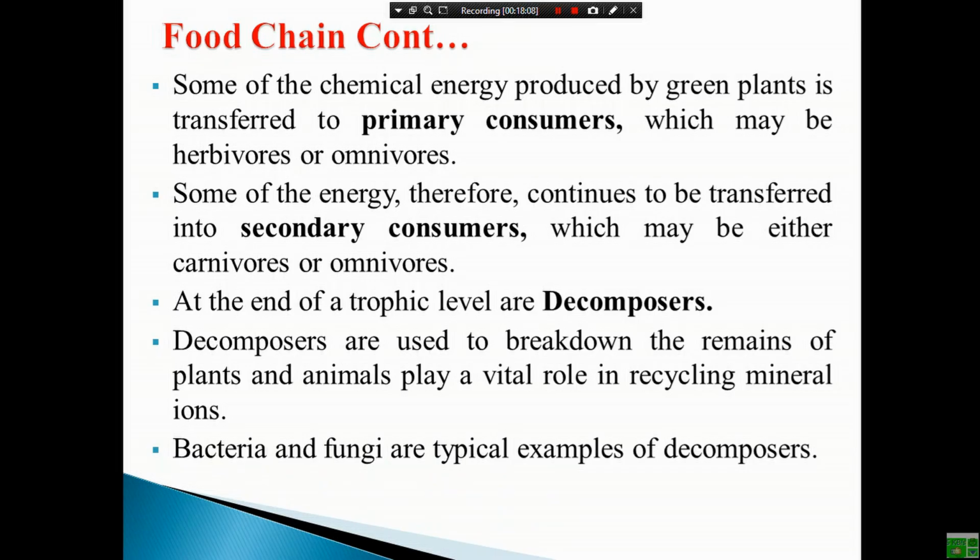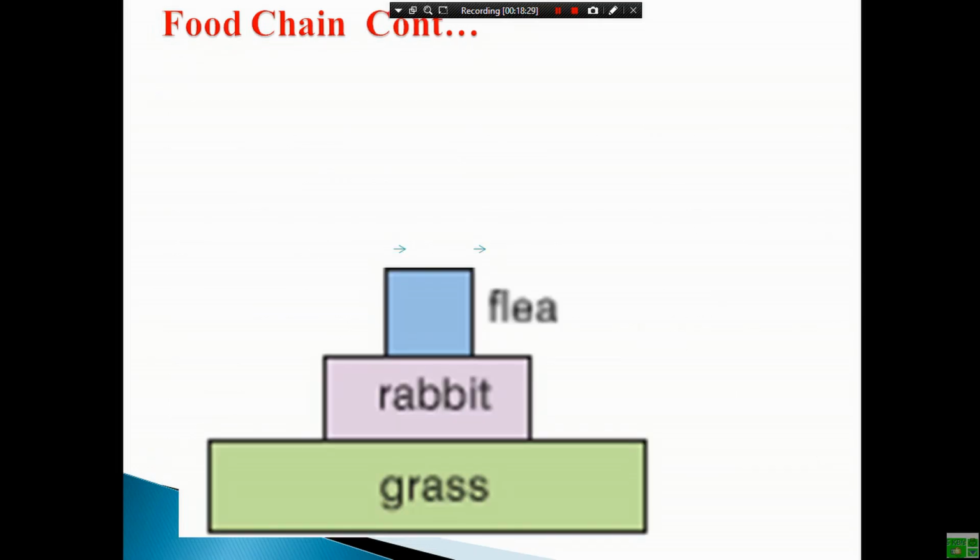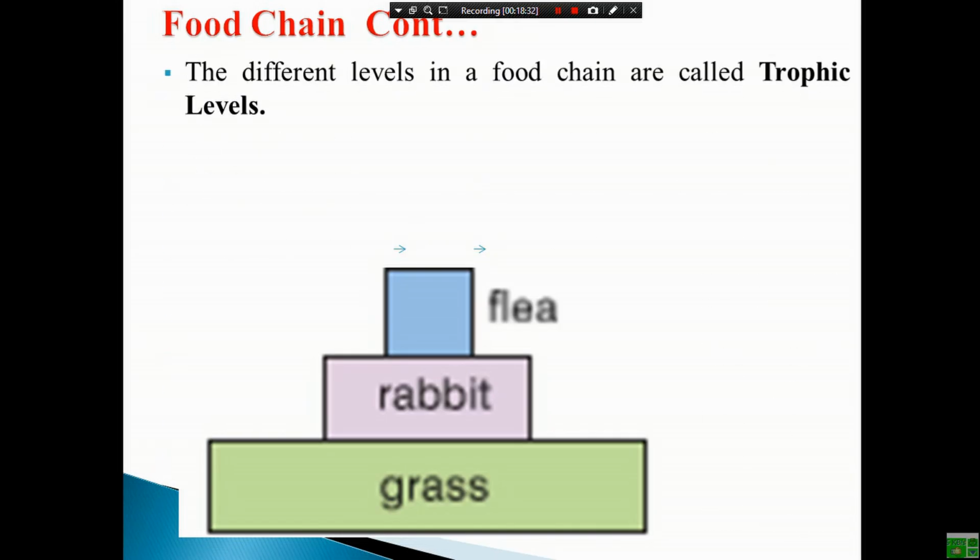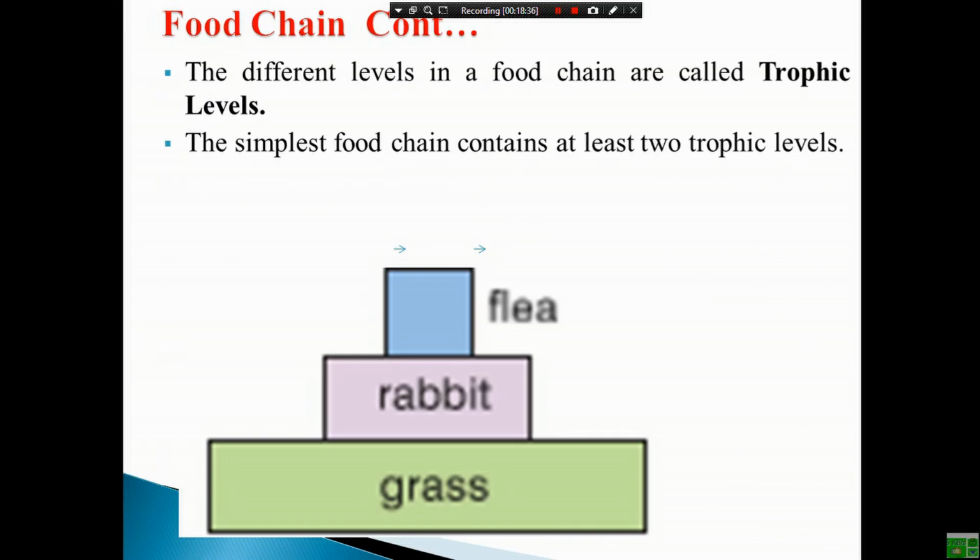Let's take as an example a banana and a human. The banana is a producer, which is a plant, and the human is a heterotroph or consumer. So the banana is eaten by the human, or the human eats the banana. But not all food chains involve people. Generally there are food chains at different trophic levels. The simplest food chain contains at least two trophic levels. For example, grass, rabbit, flea. Grass is the producer, then a rabbit is the primary consumer, and the flea is the secondary consumer.